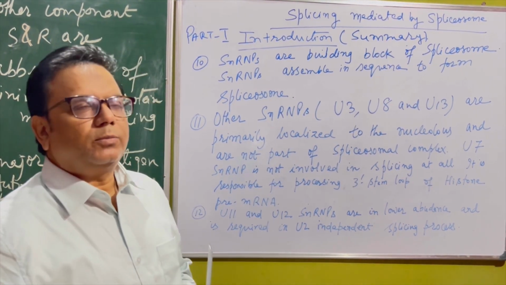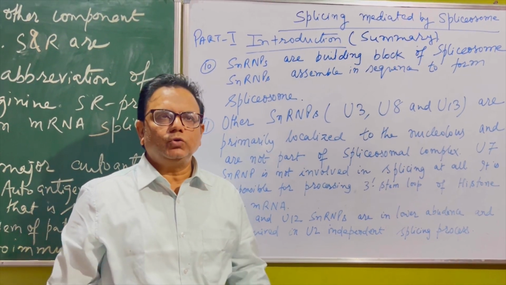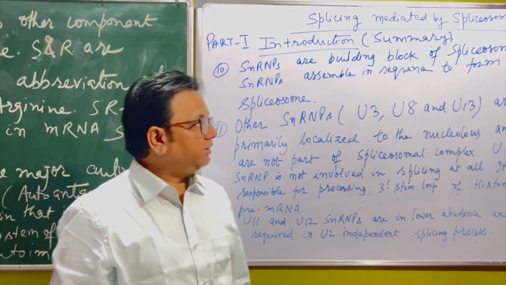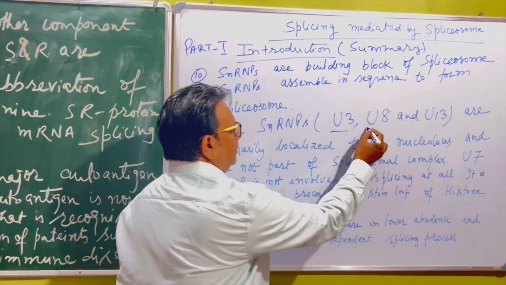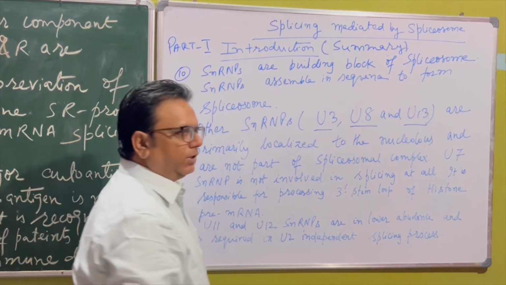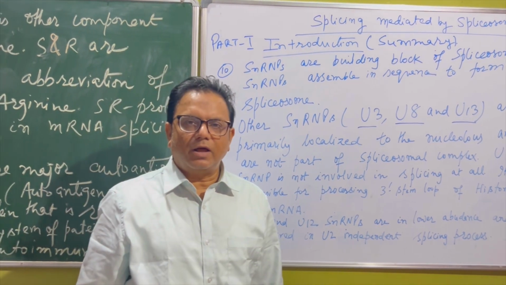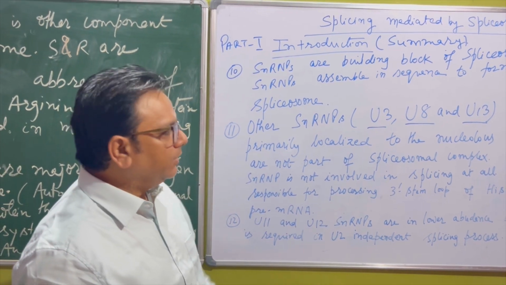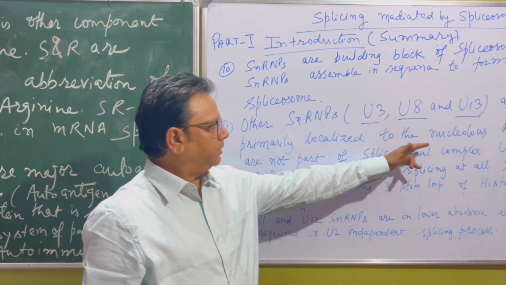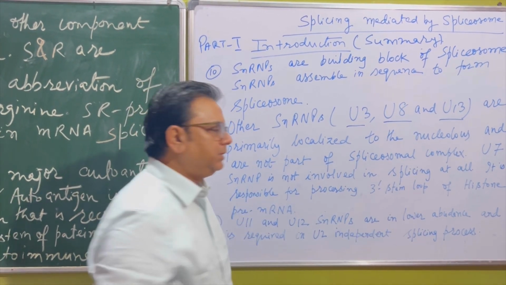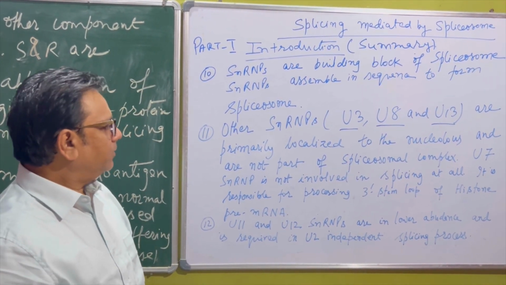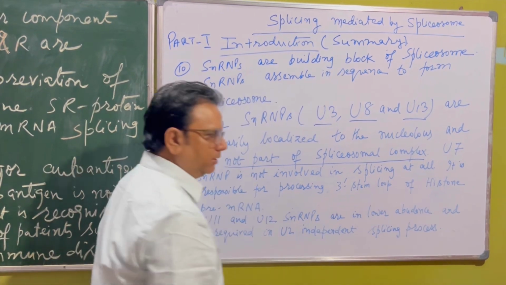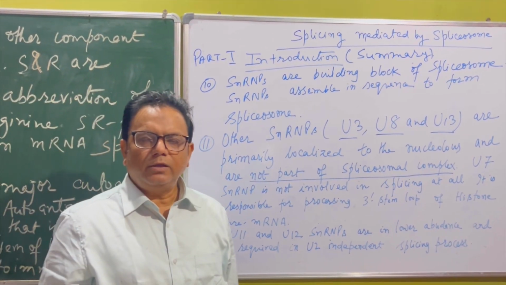So the five we have talked about are U1, U2, U4, U5 and U6. Here it is U3, you can see the missing number. Apart from that, you have U8 and U13. These are also recognized as SNRNPs which are found in the nucleolus. You can see that they are found in the nucleolus, but they are not part of the spliceosomal complex. That is, these are not building blocks of the spliceosome.